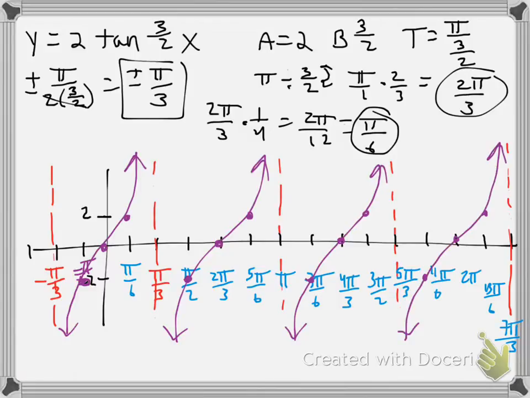And so I need to see that I have 1.5 tangent functions between 0 and pi. So if I start at 0 and I go to pi, I have a half and then a full. So I have 1.5 cycles.